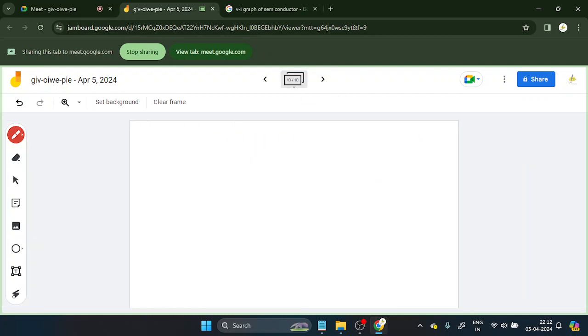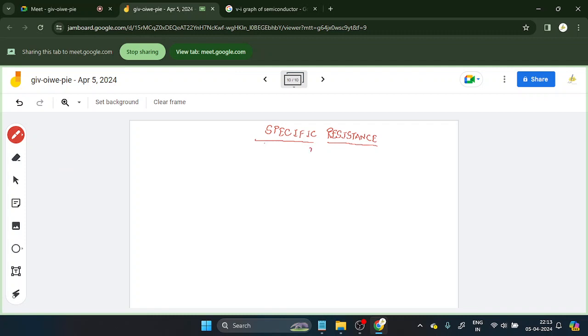What is specific resistance? Let us write the heading: specific resistance. Specific means we will be talking about a particular thing. Specific means particular. We will be considering the particular area, and we will be considering the resistance of that area. That is the specific resistance. Let me tell you how.